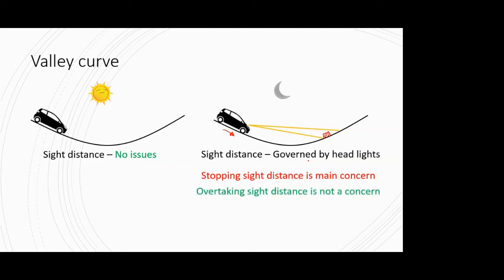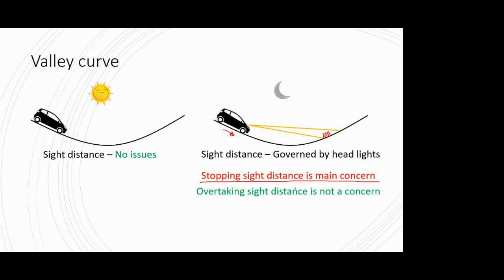So overtaking sight distance is not a concern in case of a valley curve if you are traveling at night time, only from the assumption that all the vehicles traveling at night time on this highway or on this valley curve have headlights on, and then it's visible. That's why overtaking sight distance is not an issue, but your stopping sight distance is the main issue. If your headlights fall on that object, then only it's visible. Otherwise, you are bound to collide.